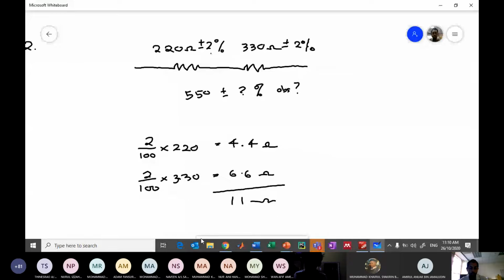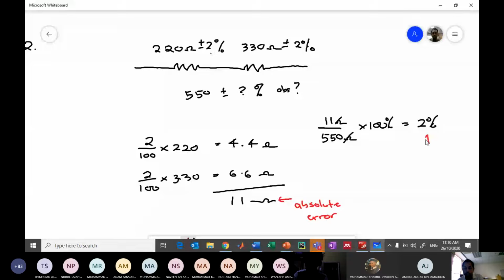Now, when we want to calculate the percentage error, we get 11 divided by 550. So 11 is 11 ohm, 550 is also ohm, so it's going to cancel out, times 100%. So you are going to get 2%. Okay, so the answer should be: this one is the absolute error, and this one is the percentage error.